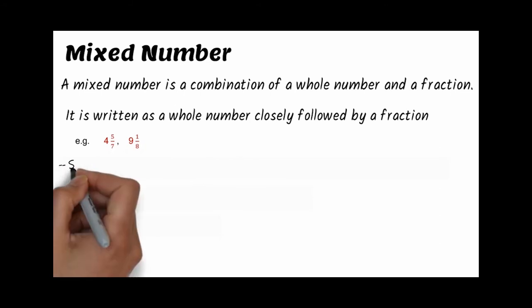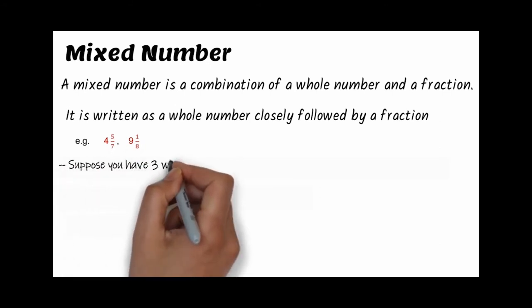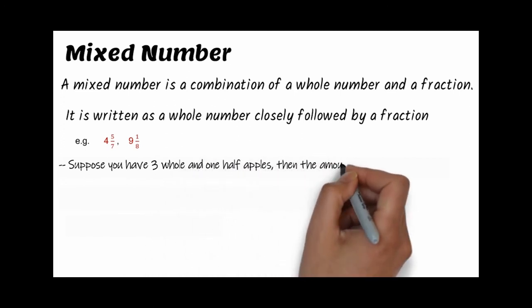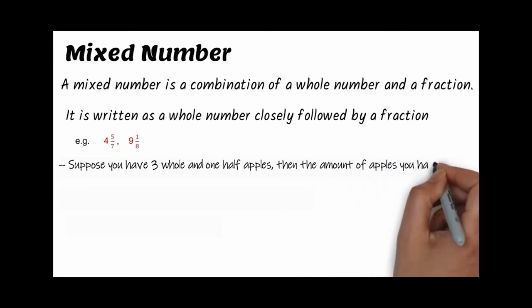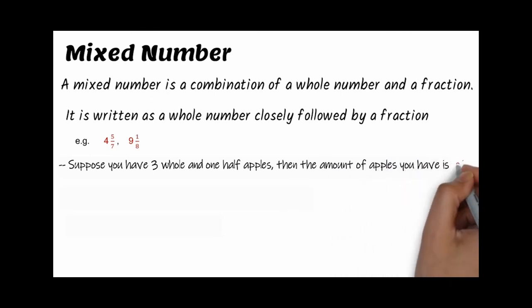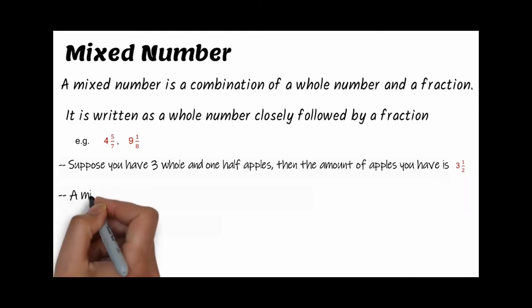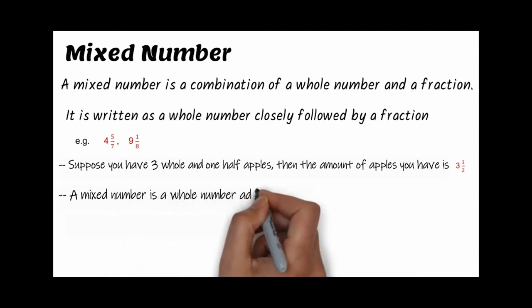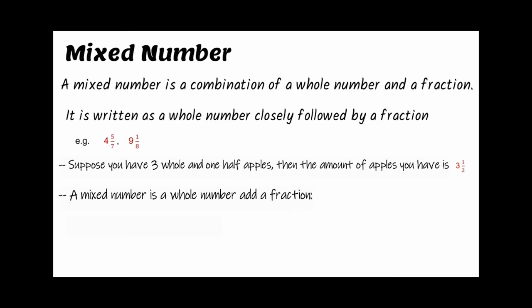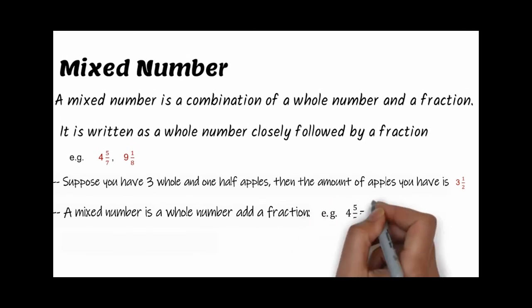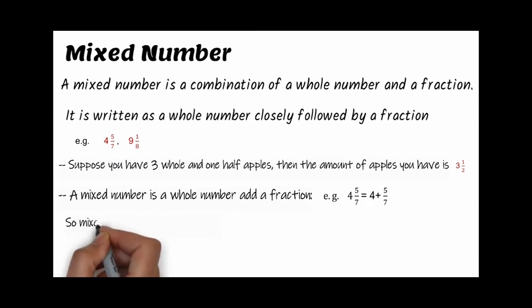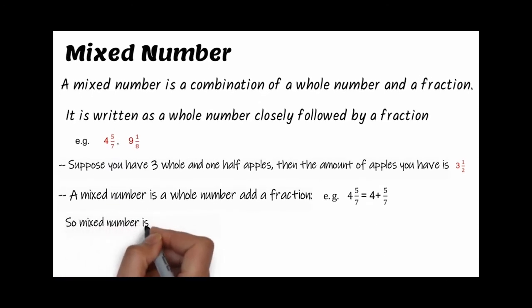These are mixed numbers. Now in real life, suppose that you have 3 apples and then you have another half apple. Okay? So the total amount of apple you have is 3 and 1/2. And we can write it using a mixed number shown here in red. So remember that a mixed number is a whole number added with a fraction. So let's show an example. 4 and 5/7 is equivalent to 4 plus 5/7. So a mixed number is always greater than 1.